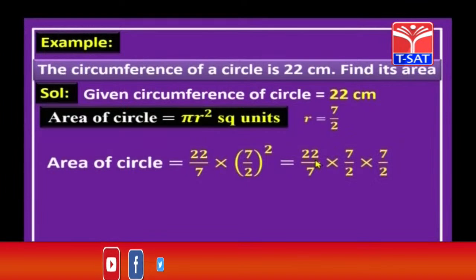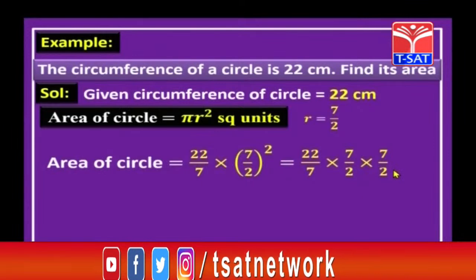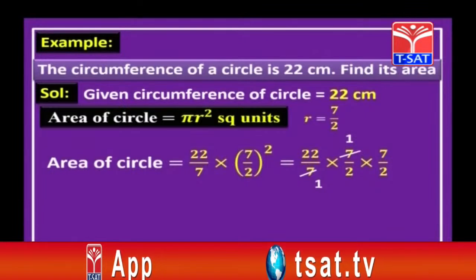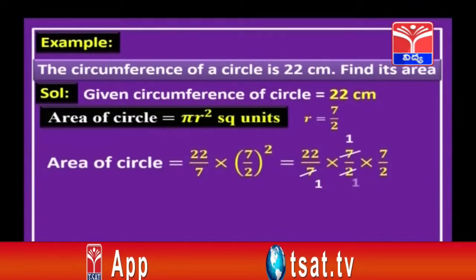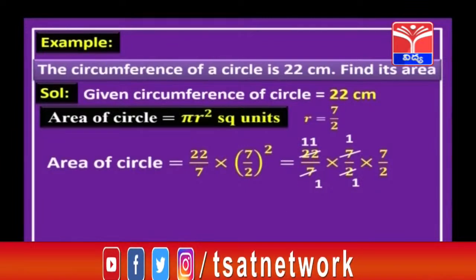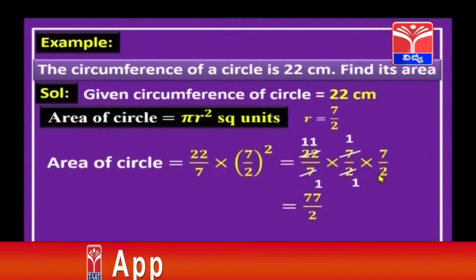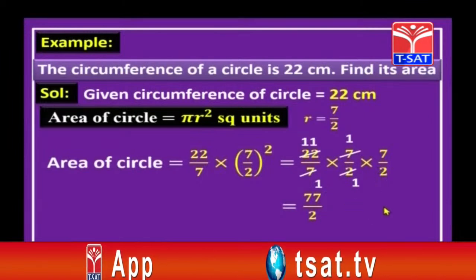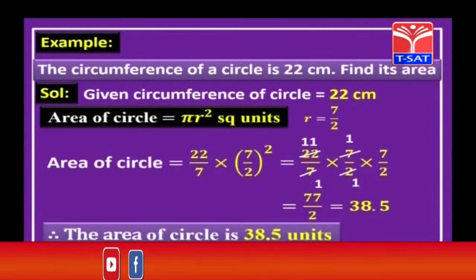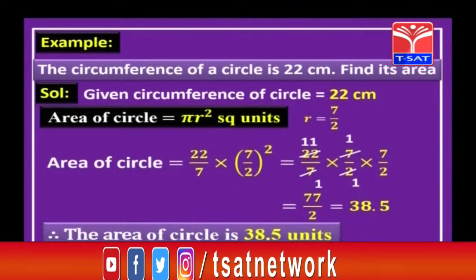This can be written as 22 by 7. So 7 by 2 whole square is 7 by 2 into 7 by 2. Now let us cancel 7 in the denominator and 7 in the numerator. Both goes one time. And also 2 goes one time in denominator, whereas in 22 it goes 11 times. Now what is left, children? Yes, 11 into 7, which is 77, divided by, we have only 2. So on dividing this, you get 38.5. Therefore, we can say that the area of the circle is 38.5 square units. I hope you understood the concept, children.